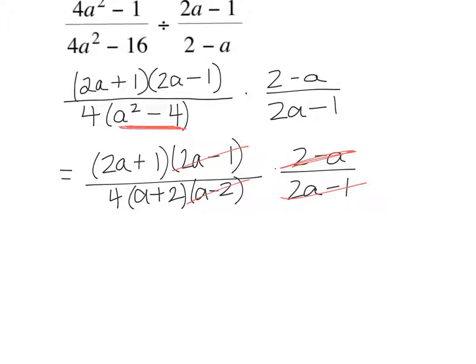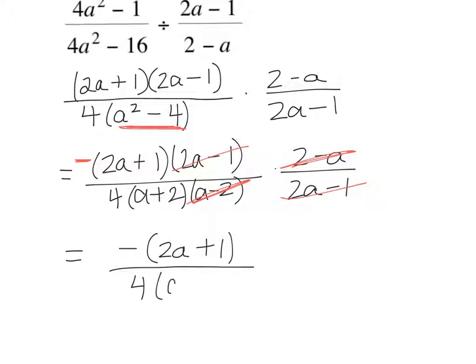So all you do when you cancel something like that is you add a negative out front. So all I would do is write a negative up there, like negative 2a plus 1. I don't get rid of my brackets. My brackets are still there. Over, what's left on the bottom? 4 and a plus 2. And that's the final answer there.